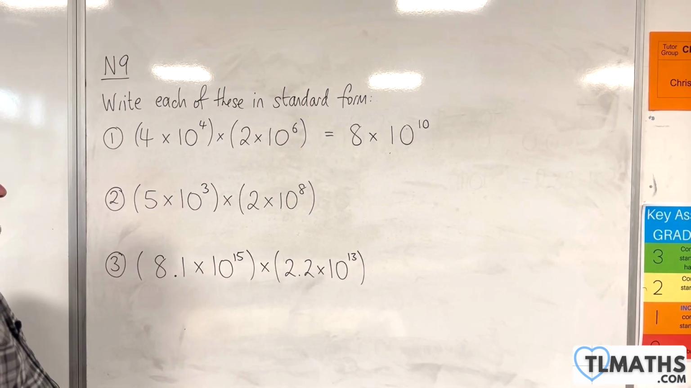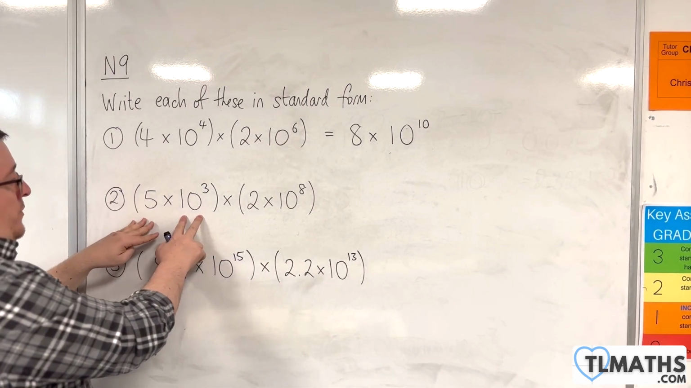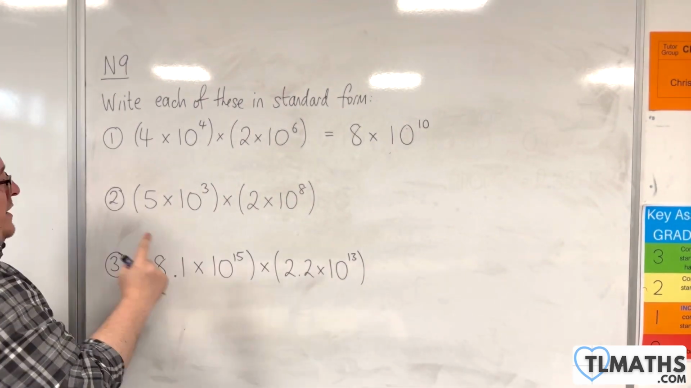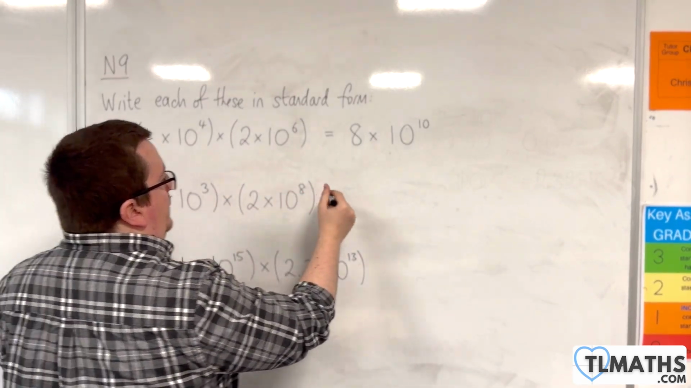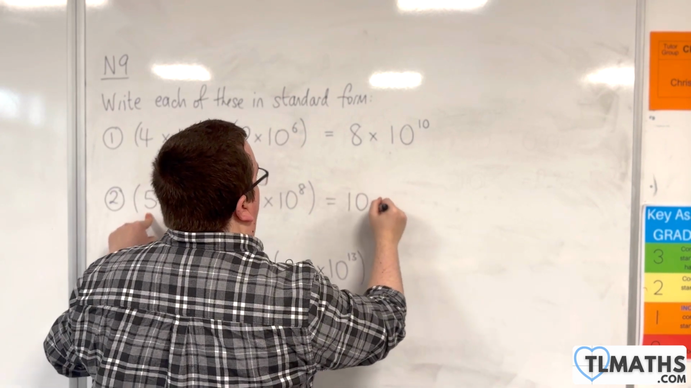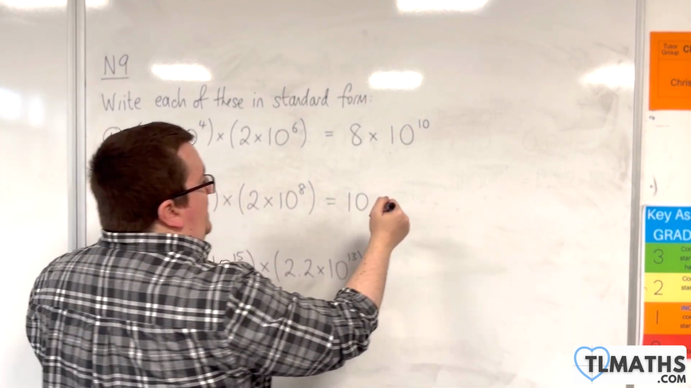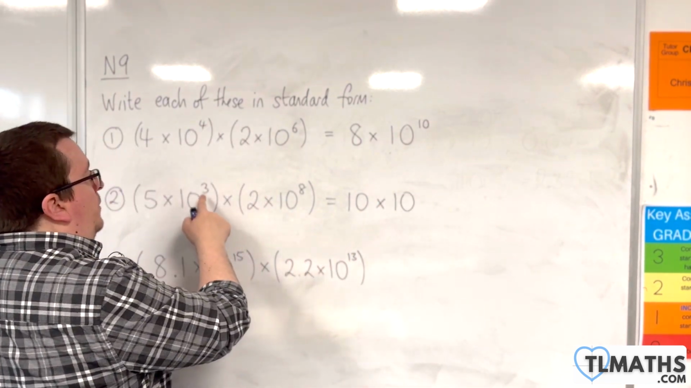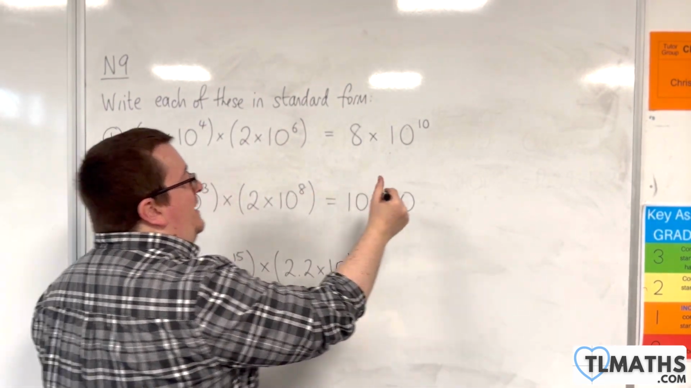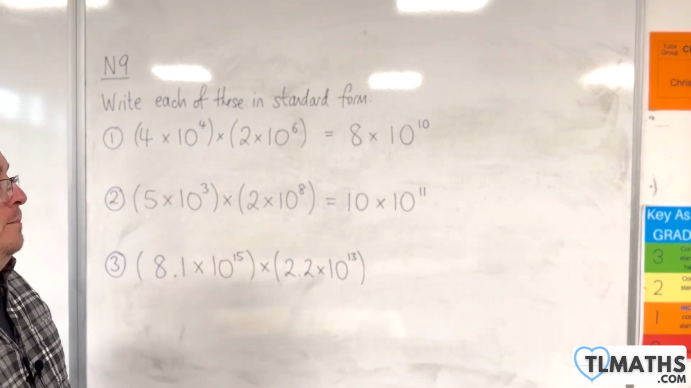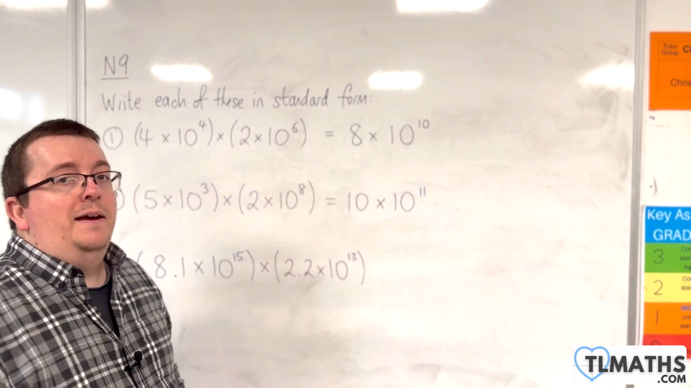Number 2, we have 5 times 10 to the 3 times by 2 times 10 to the 8. So in this case we have 5 times 2, which is 10. 10 to the 3 times 10 to the 8 is going to be 10 to the power of, well, 3 plus 8 is 11. But this is not in standard form because the number here has to be less than 10.